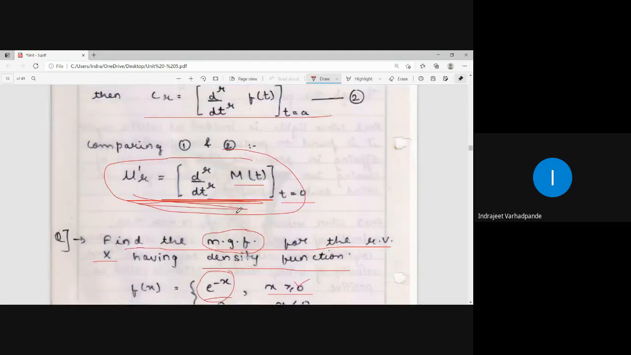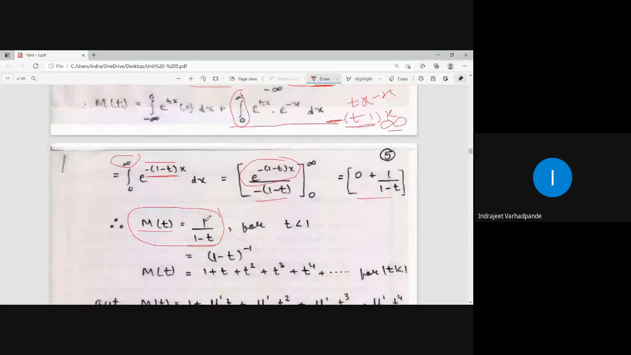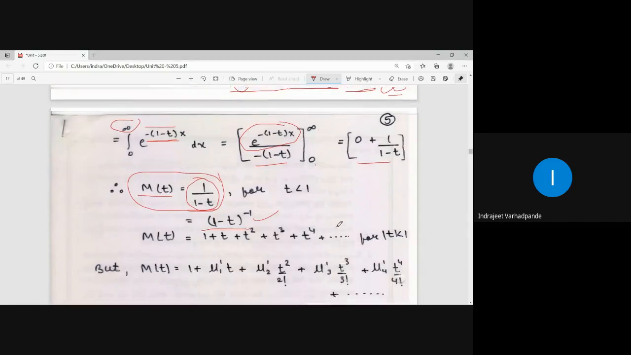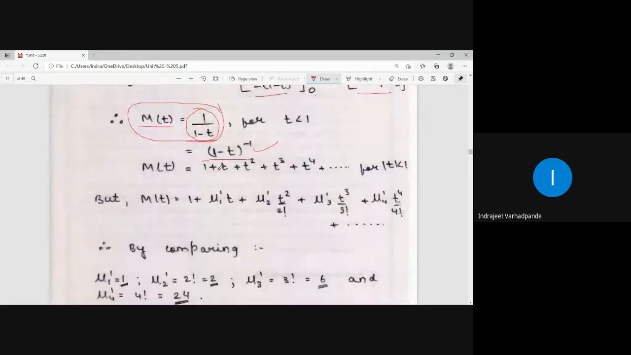So what is the expansion for 1 upon 1 minus t here? 1 upon 1 minus t can be written as 1 minus t to the power minus 1. And what is the expansion for this binomial term? The expansion is 1 plus t plus t square plus t cube plus t to the power 4 and so on. But I know that if the moment generating function is written this way, I can have the coefficient of t as mu1 dash, t square by 2 factorial as mu2 dash, t cube by 3 factorial as mu3 dash, t to the power 4 by 4 factorial as mu4 dash.